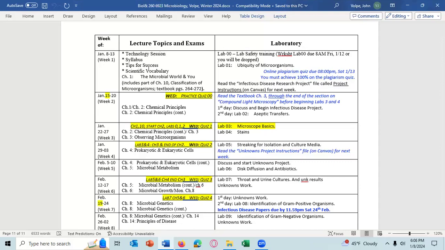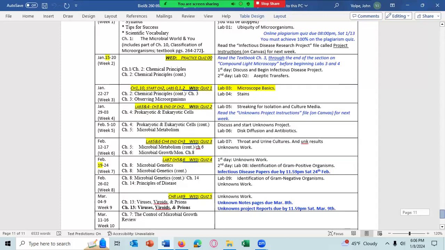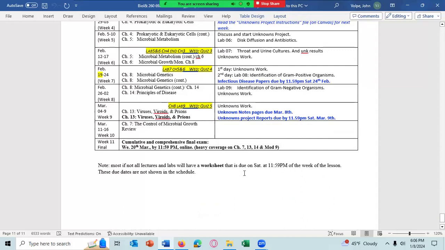All right, I do have some assignments in here, but recall that most lecture and lab assignments will be due the week that the chapter is. So the first lecture worksheet will be due on January 13th, and that is not shown on the schedule. I've got that down here: most, if not all, lectures and labs have a worksheet that is due Saturday at 11:59 p.m. of the week of the lesson. And those dates are not shown on the schedule.